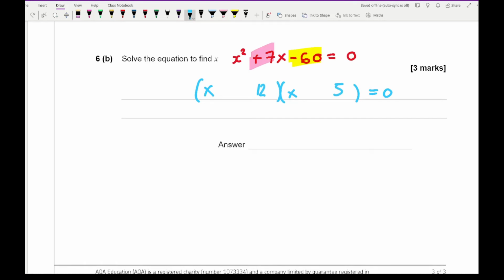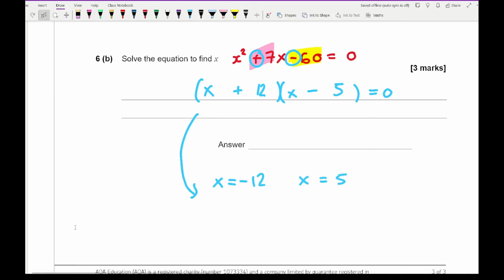Now because this is a positive, it means the bigger number is going to be positive, and because this is a negative, it means the signs are going to be different. So looking at this, it's going to be x plus 12 in one bracket and x minus 5 in another, and again, doesn't matter what order you've put those brackets. So from this, our two solutions are going to be x equals minus 12 and x equals 5.